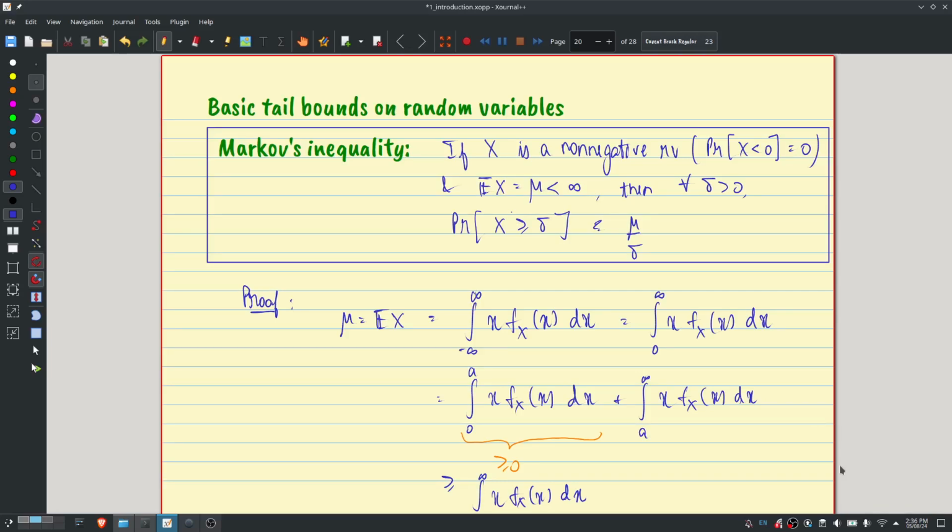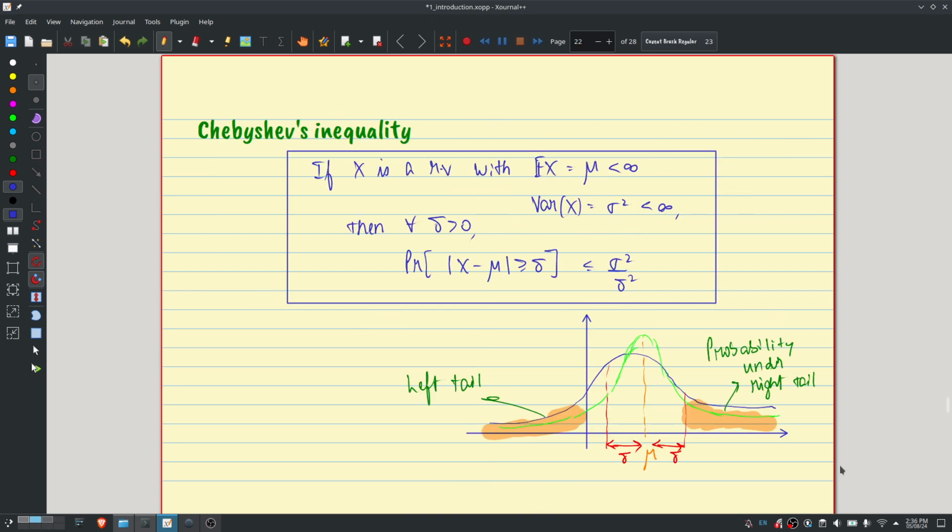Okay, so let's start. In the last class, we were looking at some basic tail bounds on random variables, right? So I introduced three probabilistic inequalities. One was Markov's inequality, which says that if x is a non-negative random variable with a finite mean, then the probability that x is greater than or equal to some delta, for any delta greater than 0, is upper bounded by the mean divided by delta, right? And while this is not useful in itself, it can be used to derive a bunch of better inequalities.